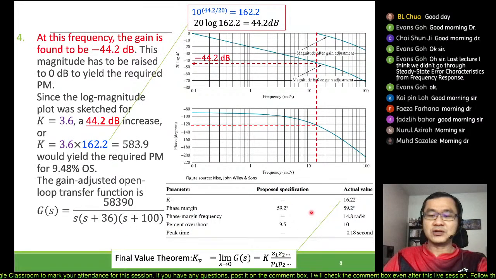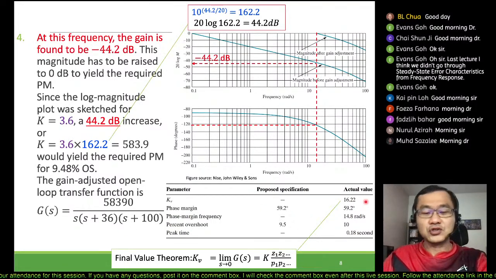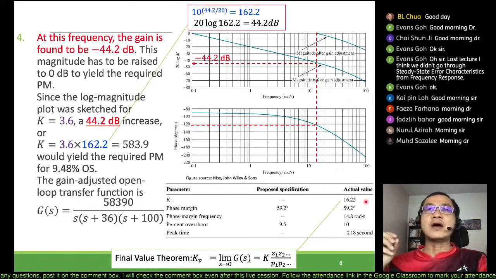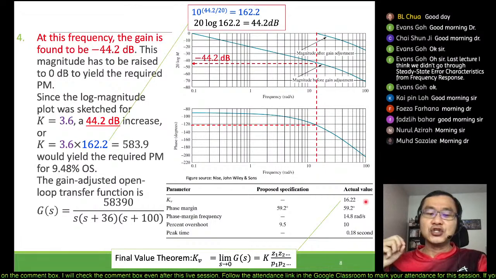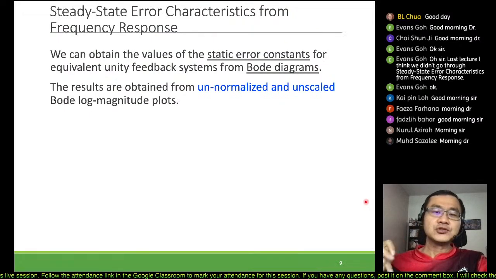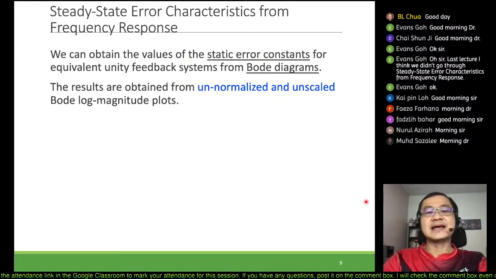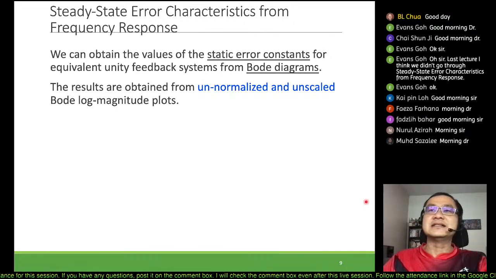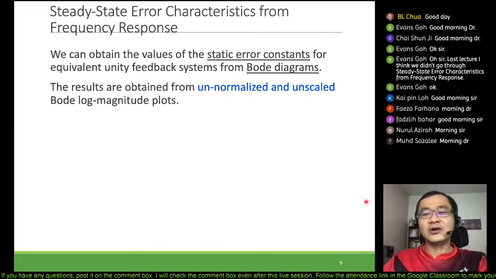All right, so when you divide, you should get roughly this number, right? So you get the kv values, meaning that in actual, after you adjust this gain itself, you still have a so-called steady state error in between them. All right, so now come to this steady state error characteristic, where we can check or estimate the steady state error from the frequency response.